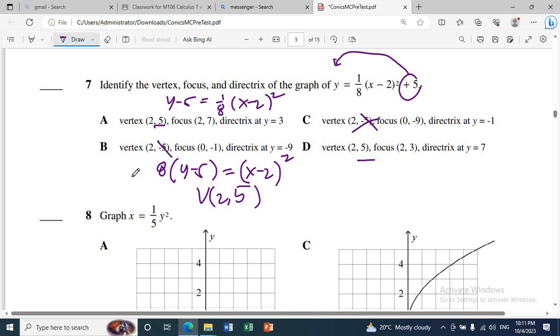This is wrong. This is already wrong. And then my focus is, let me locate. So let me start with my origin. 1, 2, and then going up. 1, 2, 3, 4, 5. This is my vertex. And then the opening is to the right because it's positive. So to the right, opens to the right.